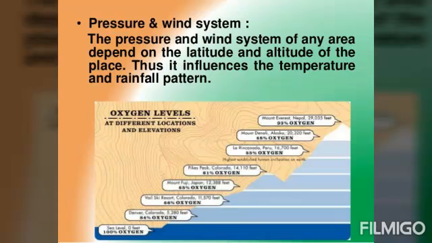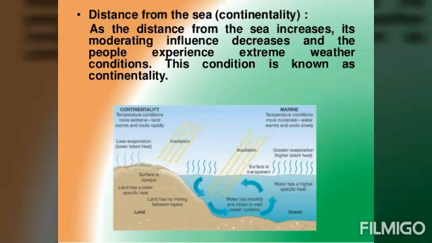Winds blowing from the northwest during the winter cause cold waves in northern India. During summer, hot and dry winds called Lu sweep over the northern plains of India, causing a phenomenal increase in temperature. Next, we will learn about the next factor, that is distance from the sea.